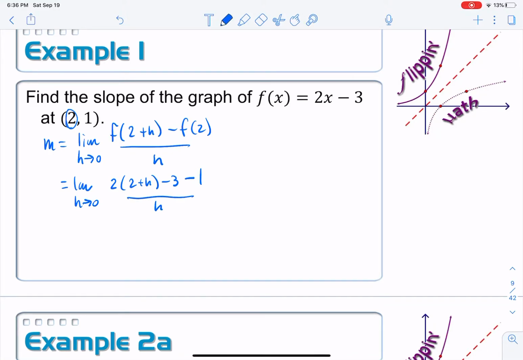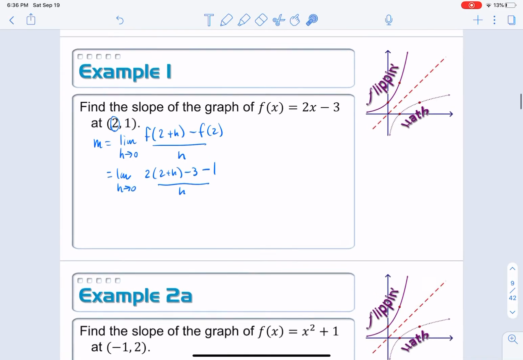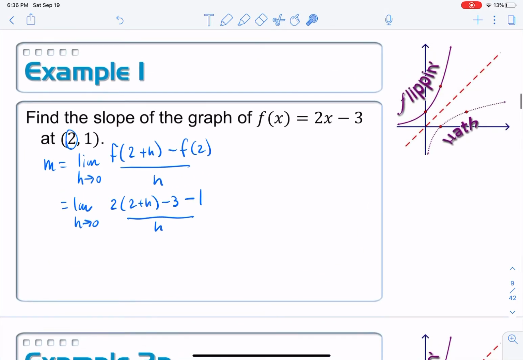Hey, I wonder what would happen if I directly substitute in a 0 right now. Well, watch what happens, shall we? If I plug in a 0, that makes this a 2. 2 times 2 is 4. 4 minus 3 is positive 1, and then minus 1 is 0. 0 over 0. Well, what do you know about that? 0 over 0, indeterminate form, which means that we have to fix it.